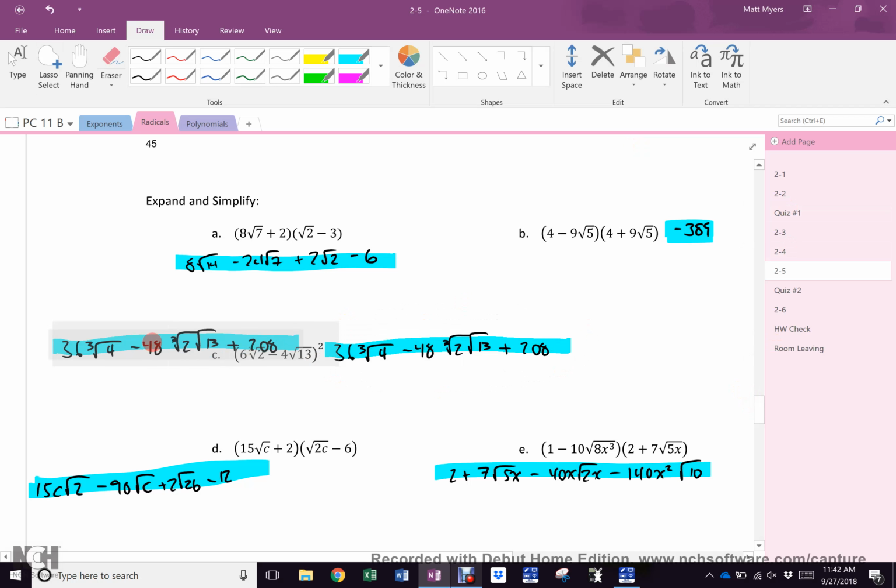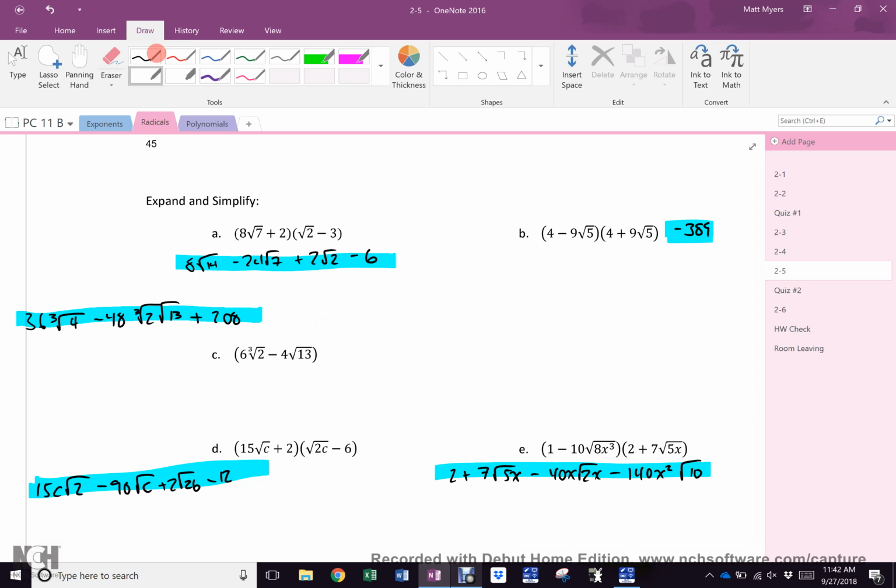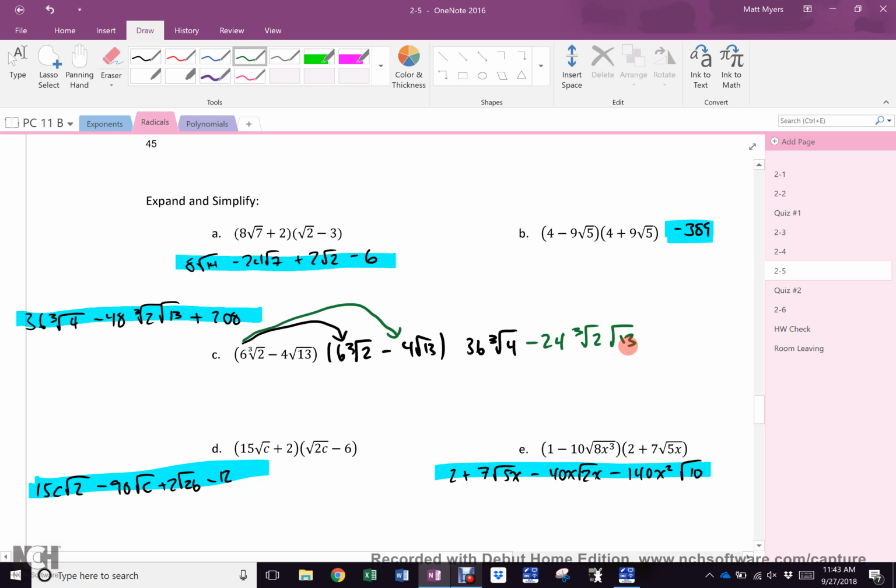Just six cube root 2 minus 4 root 13, and then you double distribute. So that's 36 cube root 4. Oops, I wanted to change color there. And then minus 24 cube root 2 root 13. You cannot put them together because they have different indices.